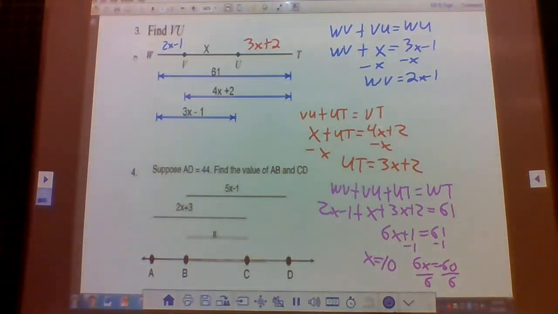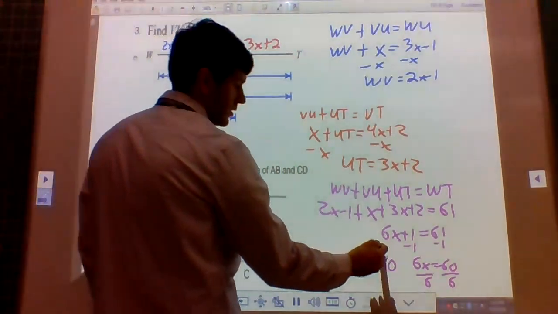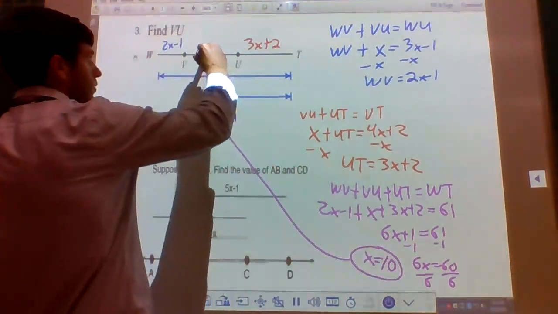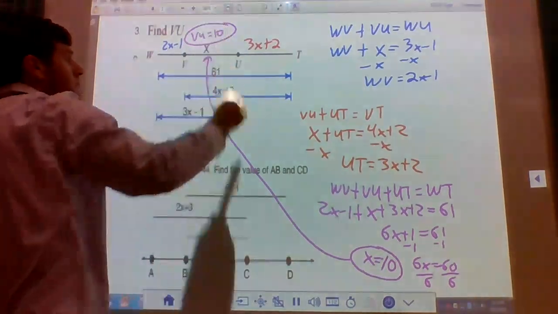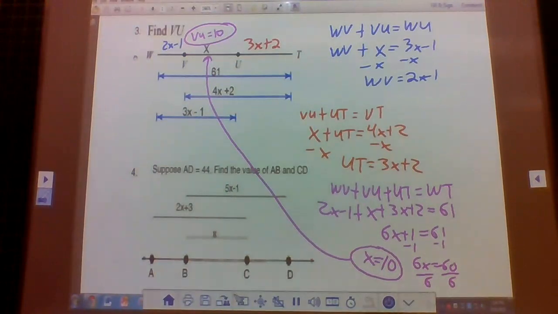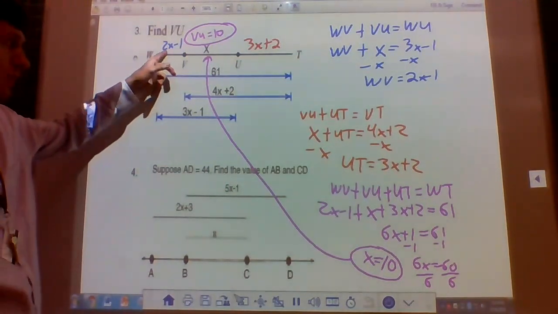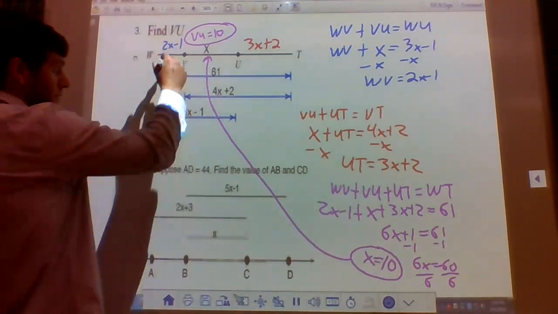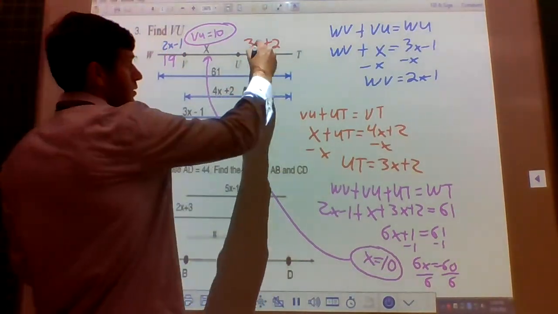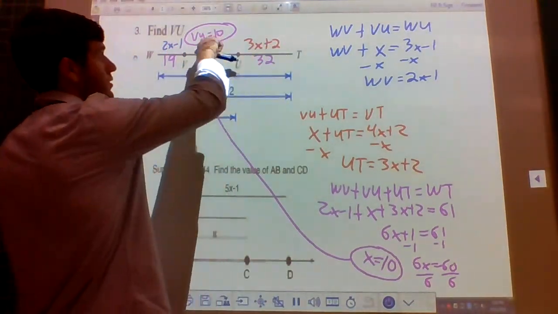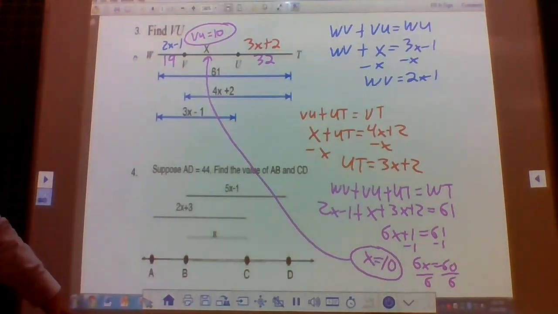Our goal is to find VU, so we have to substitute it in. Luckily, it's already there for us, so VU equals 10. If we want to check our answer, we could substitute in the other ones. That's 20, this would be 19. 3 times 10 is 30, that's 32. 32 plus 10 is 42, 42 plus 19 is 61.